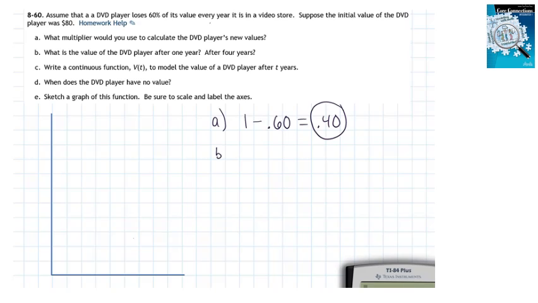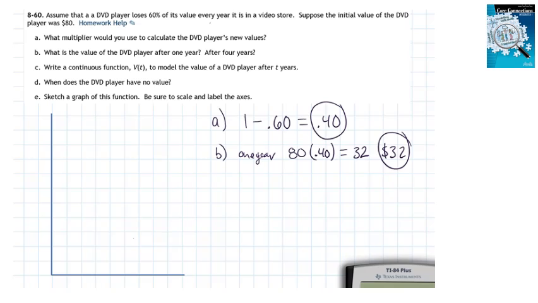For B, the question is, what is the value of the DVD player after 1 year? Okay, well that's pretty straightforward. So after 1 year, that means I'm starting with my $80 in value, and I'm multiplying that by my multiplier just once. And when I do that, I get 32. So it would be worth $32 after 1 year. That's a huge loss in value, right? But that's right, 80 times 0.40. So I've lost 60% of the value, and I've retained 40%.